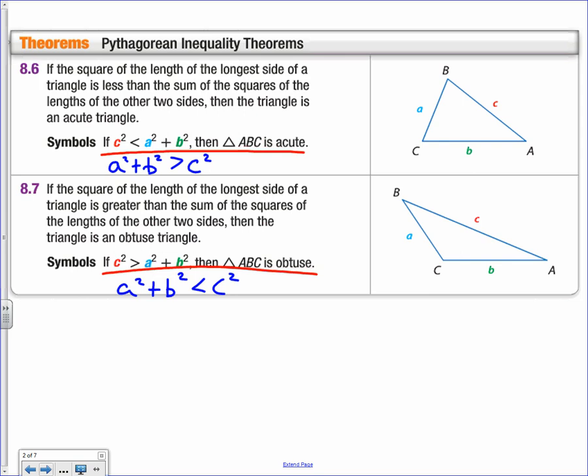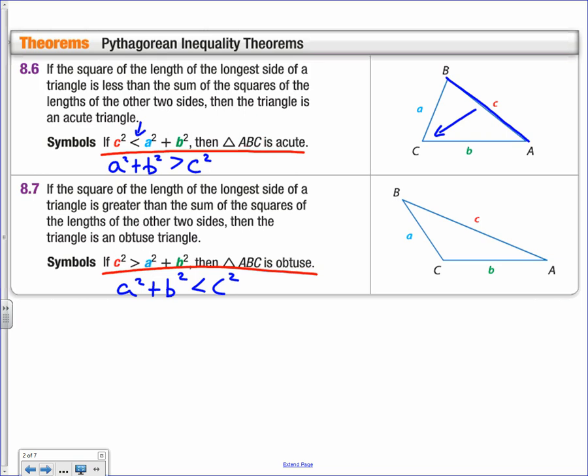So c squared is less than for acute, which kind of leads you to see how c being smaller, if the length of this side is smaller, then this angle is going to get smaller. That's a bit of a simplification. We did talk about this already.